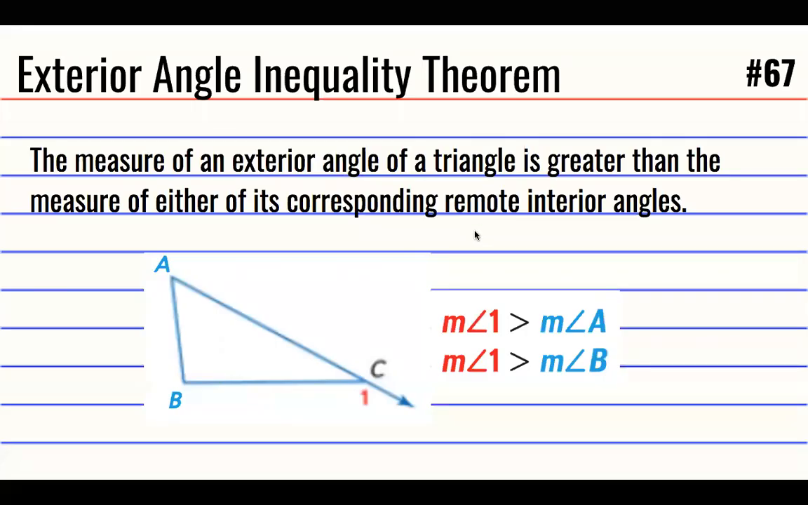So the exterior angle inequality theorem, because first we had exterior angles theorem, but now the exterior angle inequalities theorem says that the measure of an exterior angle is greater than the measure of its corresponding remote interior angles. So in this particular case, the measure of angle 1 is greater than measure of angle A and the measure of angle B. But notice we don't talk about angle C because angle C is not one of the remote interior angles. It's touching angle 1, so it can't be included, okay? We're not talking about that relationship.